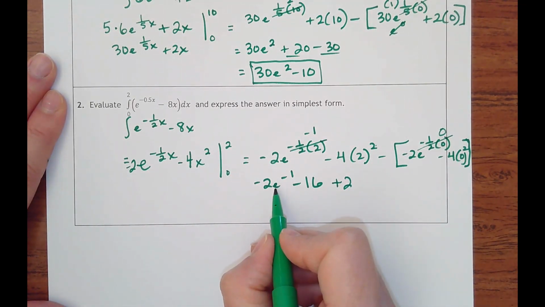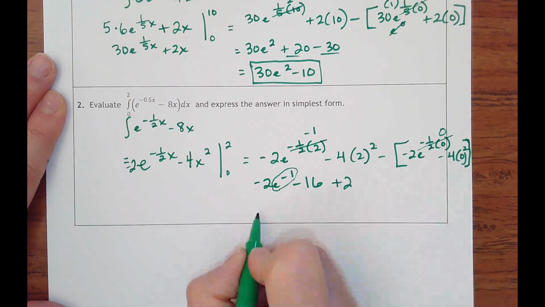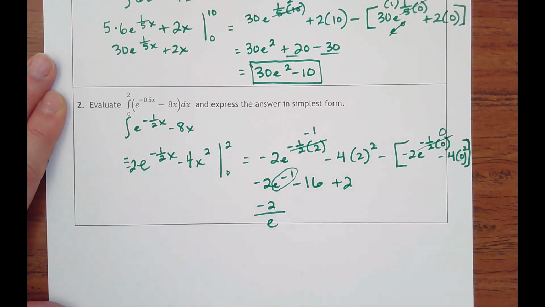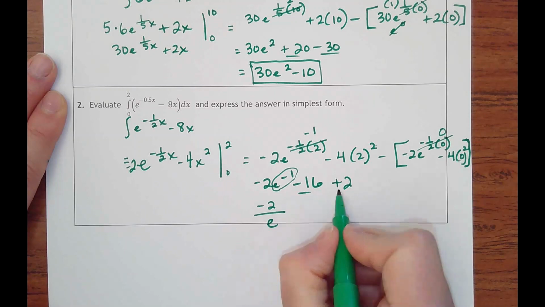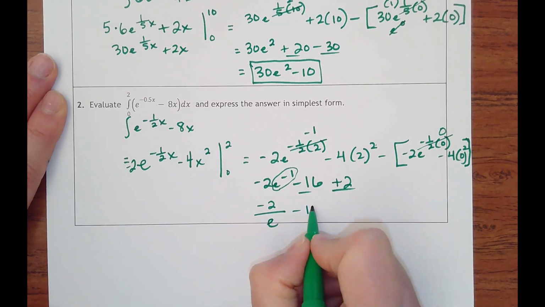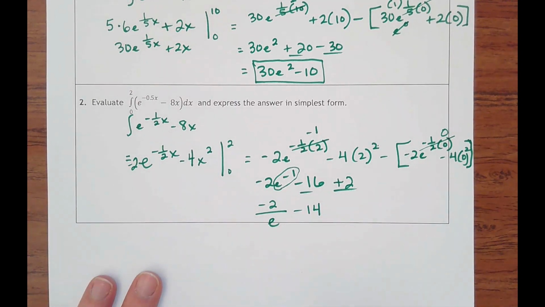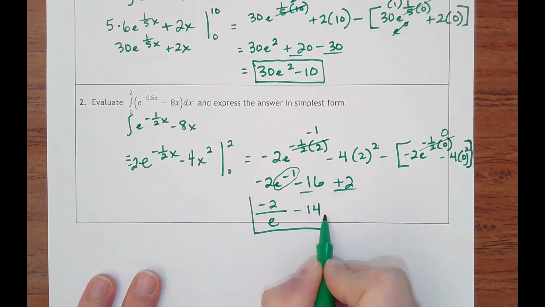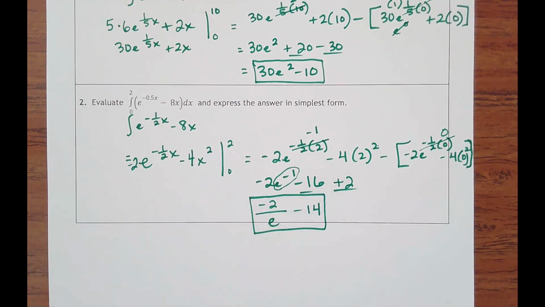I'm going to fix this negative power by sinking it to the denominator. So it's really to the positive first power, and then combining my like terms, which would be negative 14. So it's negative 2 divided by e, minus 14, would give us an actual number of the area under that curve.